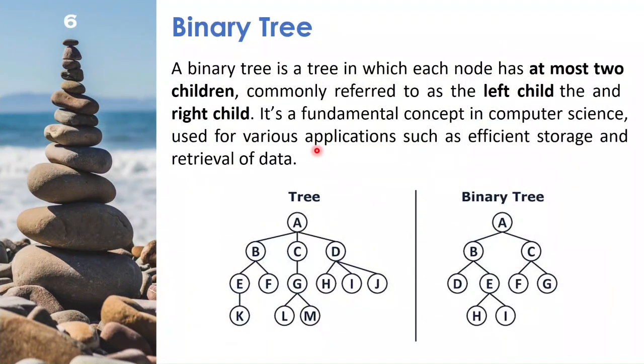But binary tree is a tree in which each node has at most 2 children. Okay? A node cannot have more than 2 children. At most 2. It's binary, right? Binary means 2, right? So it can have no child at all, 1 or 2, right? At most 2 children. So they're commonly referred to as left and right child, and it's a pretty fundamental concept in computer science. It's used in many different applications for efficient storage, retrieval. Binary tree is really important, right? So that's what we're talking about right now too.